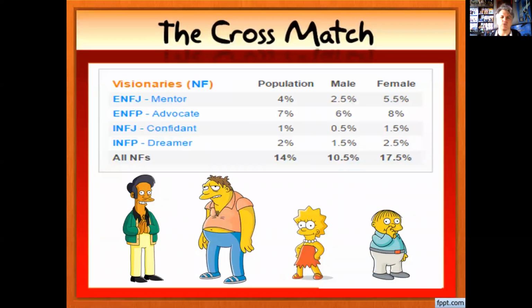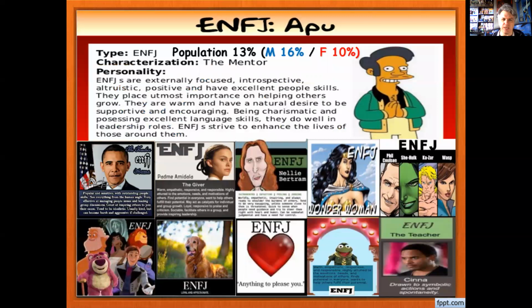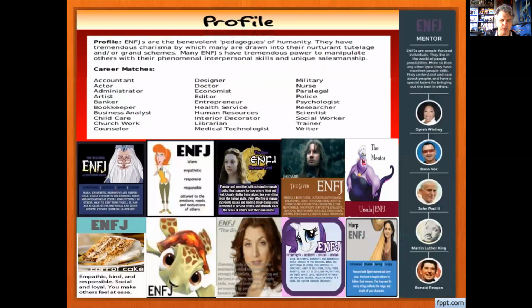And then we get to the last group, which is the smallest of all the groups, the visionaries: the mentor, advocate, confidant, and dreamer. The ENFJ, which this particular test now has Obama under, and under that, externally focused, introspective, positive, excellent people skills involved there. Apu, more likely to be male than female. And you take a look at some other characters over here with Bono. I didn't even know Bono had a last name. Great career matches there if you're an ENFJ, and if you want to pause and read more.